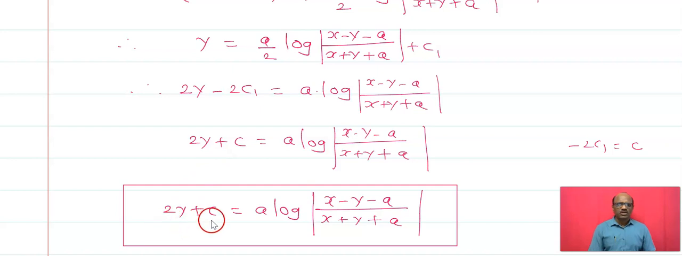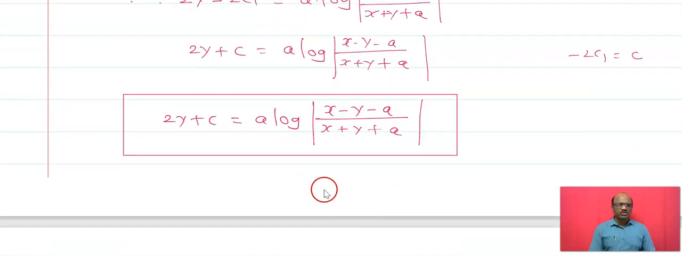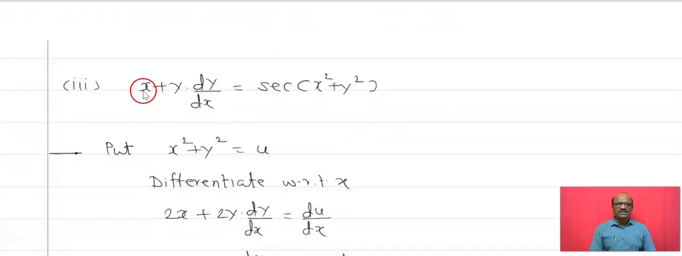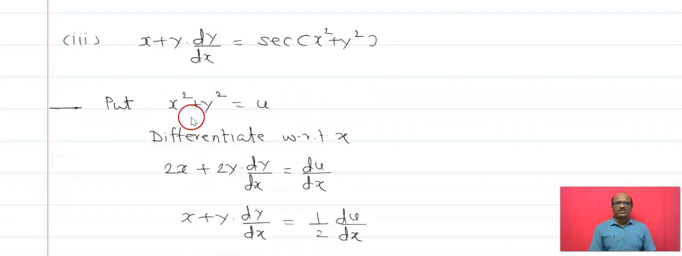What is that? 2y plus c, that's equals to a log of, in bracket, (x minus y minus a) upon (x plus y plus a). This is the solution. Now the next problem, that is (x plus y) into dy by dx is equals to sec square in bracket x square plus y square. Note this substitution. What is substitution? X square plus y square is equals to u.